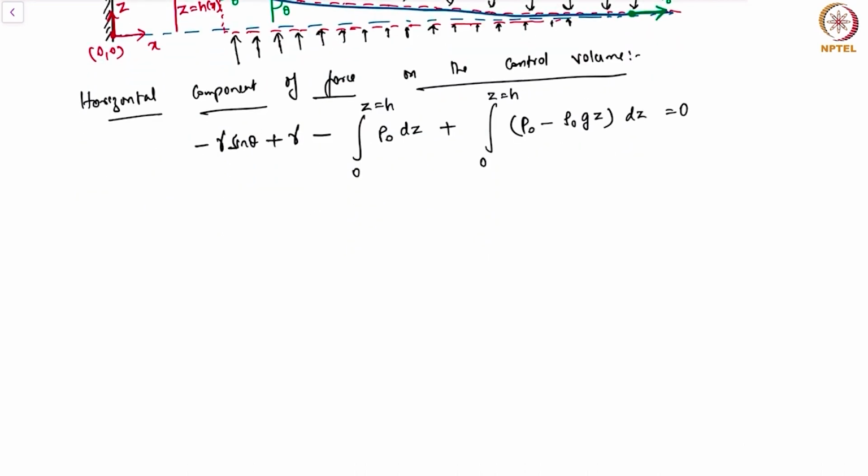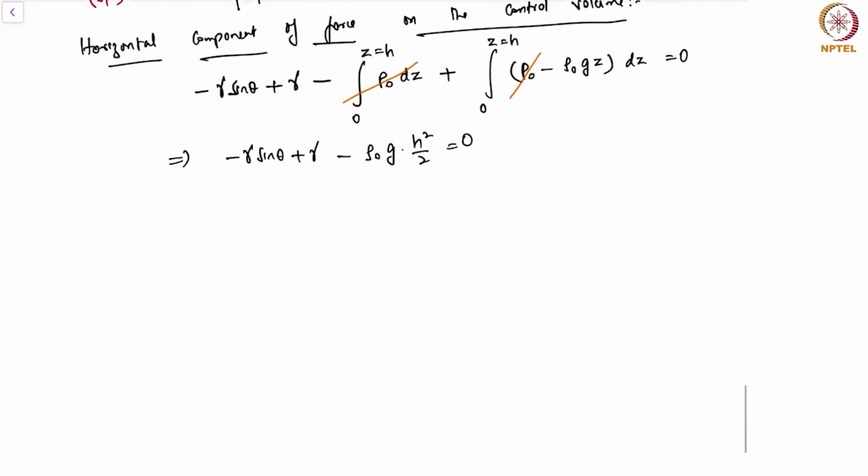And I can straight away cancel out a few terms here. So this P naught dz cancels out with the term there on the right hand side. So I simply have minus gamma sine theta plus gamma, and I have rho naught g, integral of z dz, which is just h square by 2, is equal to 0. Or I simply have gamma sine theta plus half rho naught g h square is gamma.